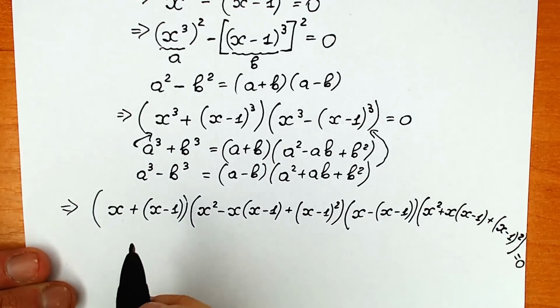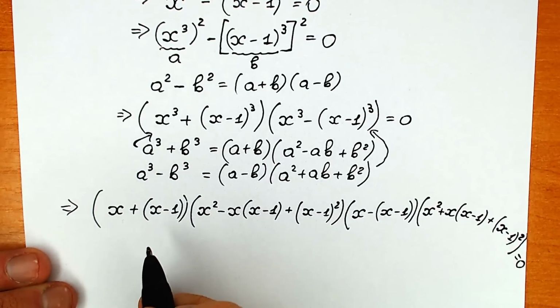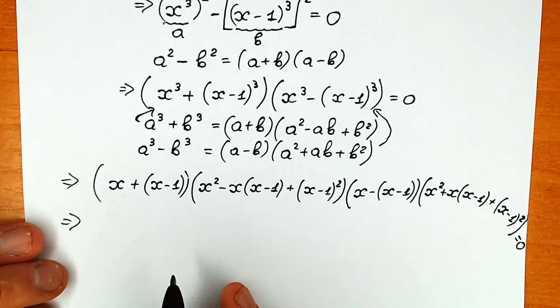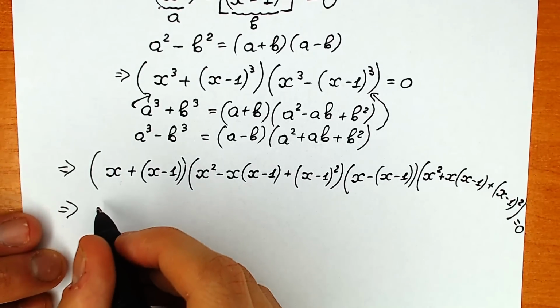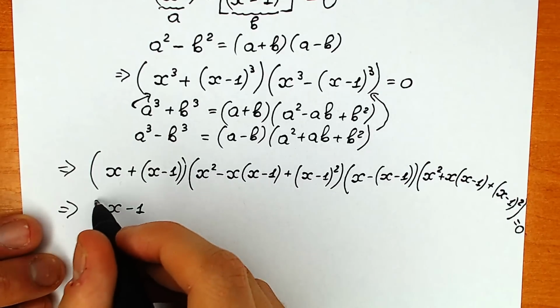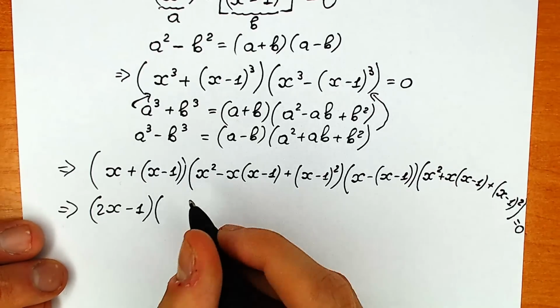And right now let's look closely. When we simplify this a little bit, we have x plus (x - 1). This is equal to 2x minus 1. So let's start right here. I think I will have enough space right now. So we have 2x minus 1 in the first parenthesis. In the second parenthesis, let's multiply it.